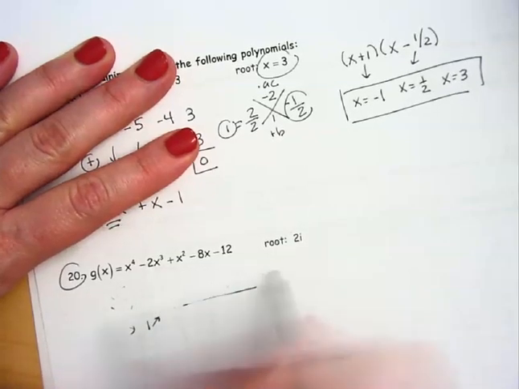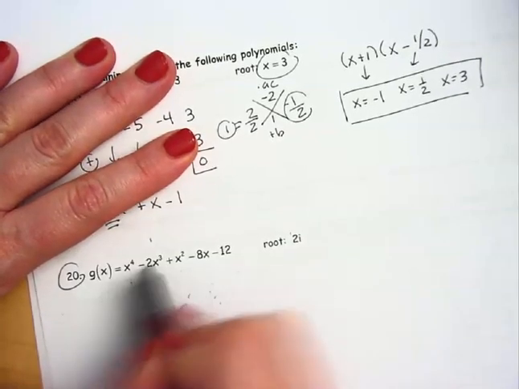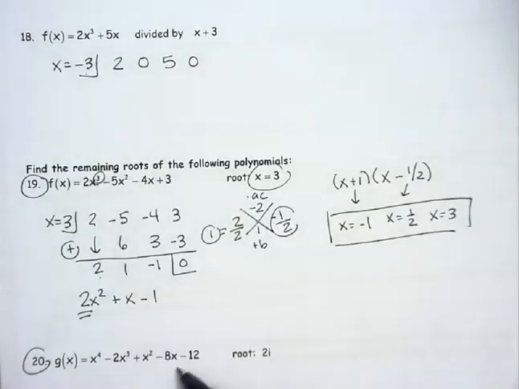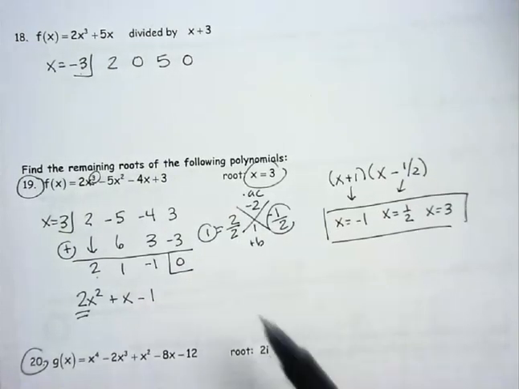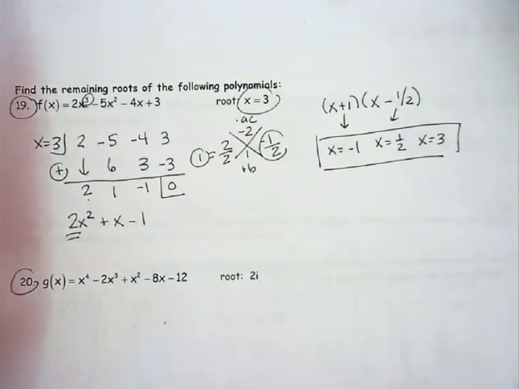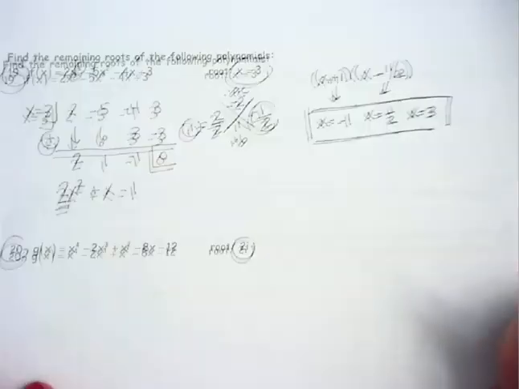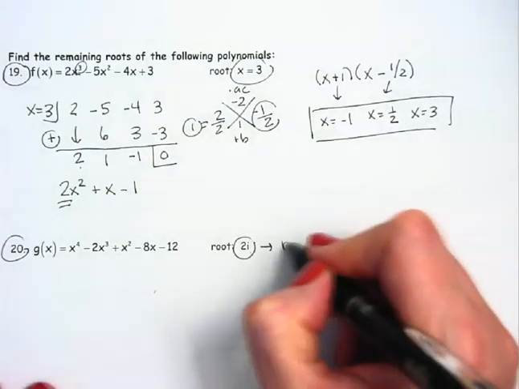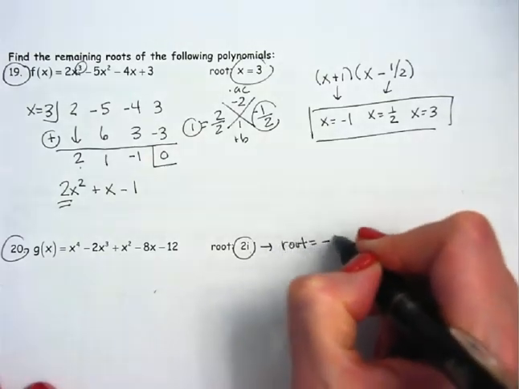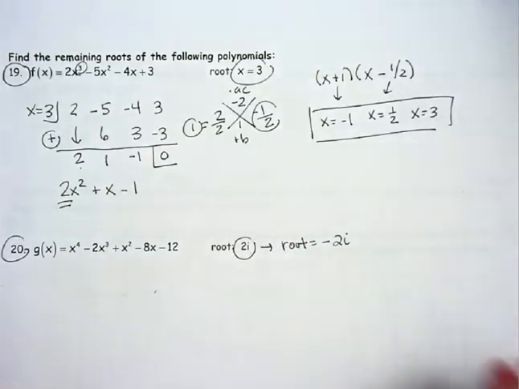Our goal is still the same. We are being asked to find the remaining roots when given a root. So here's how we're going to begin. First, remember that if 2i is a known root, then -2i, its conjugate, is also a root.